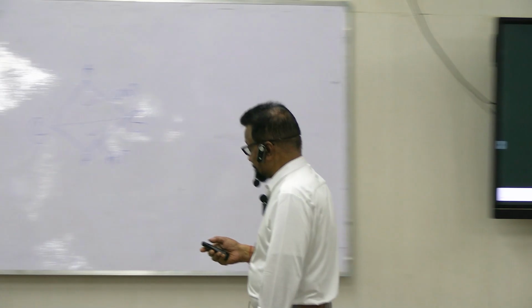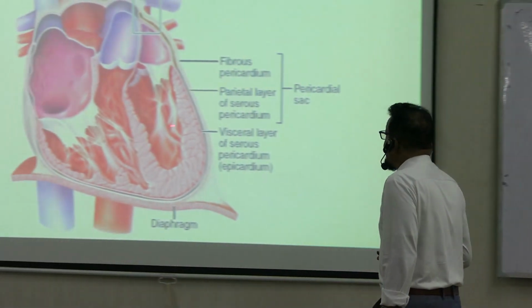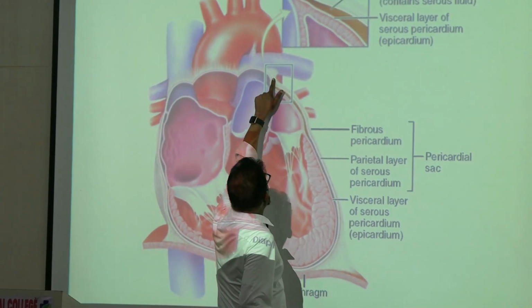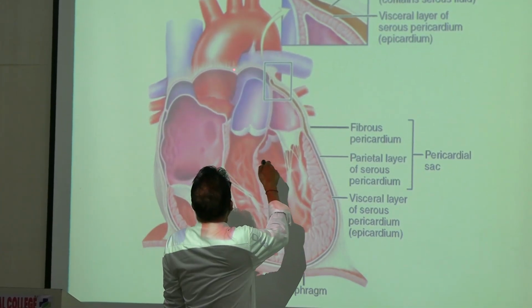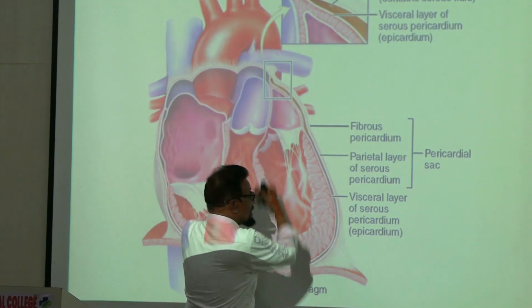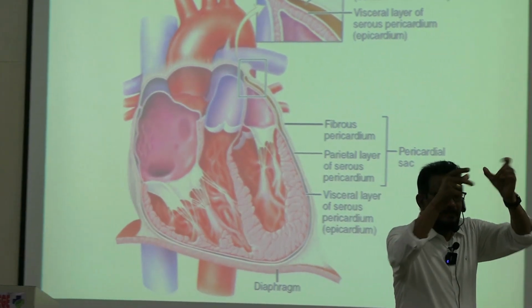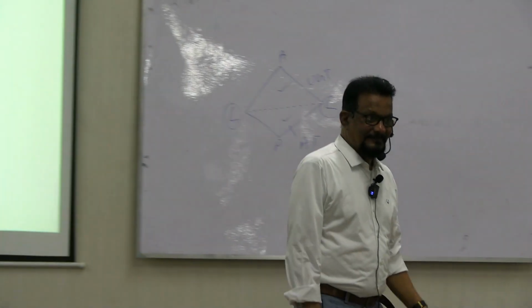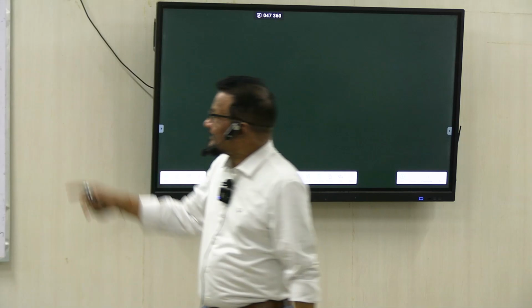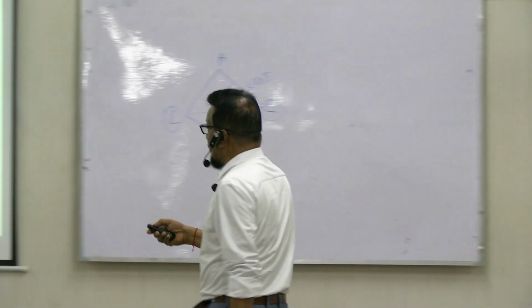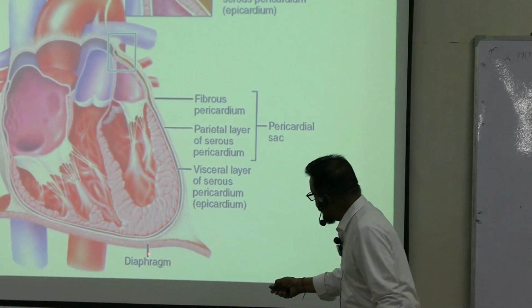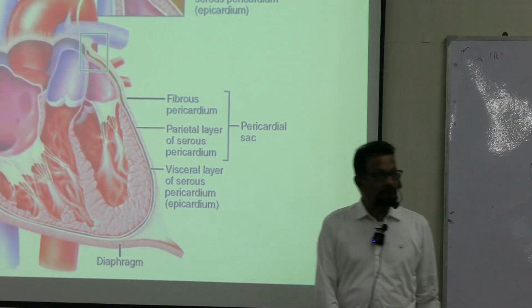Now see, this pericardium, fibrous pericardium. Here it is fused with the great vessels from all sides. And the other end of this fibrous pericardium, this is the other end, is attaching with the diaphragm.